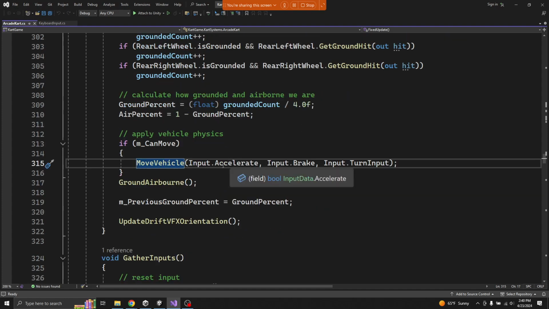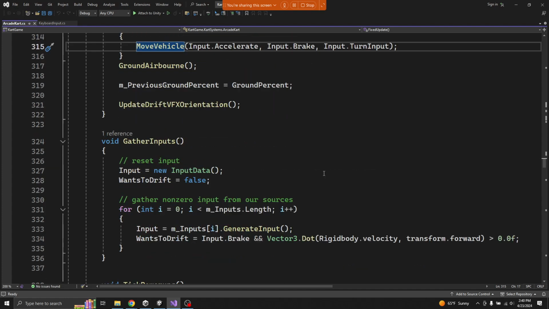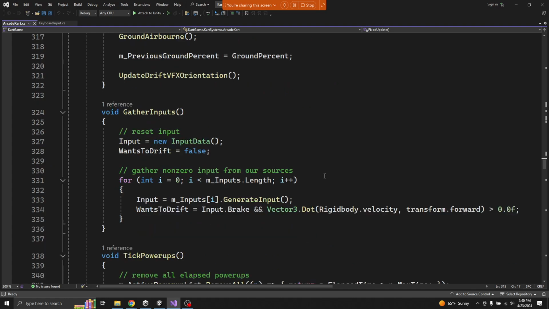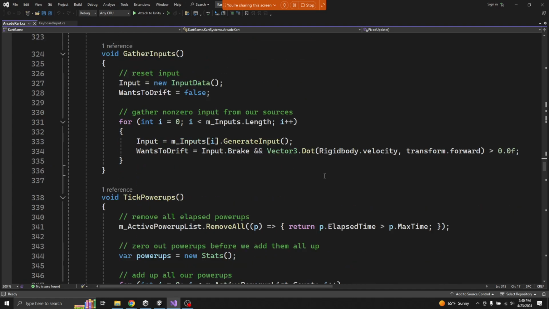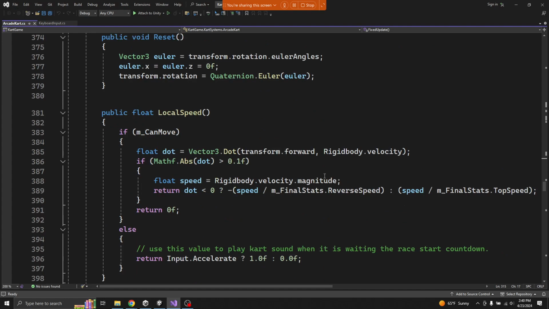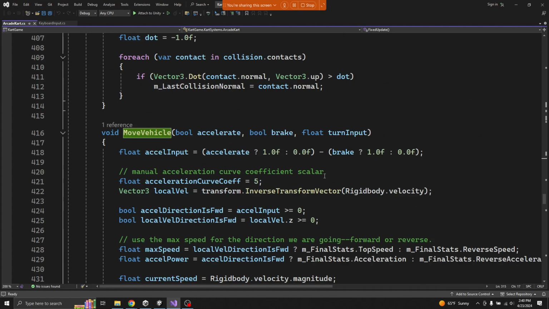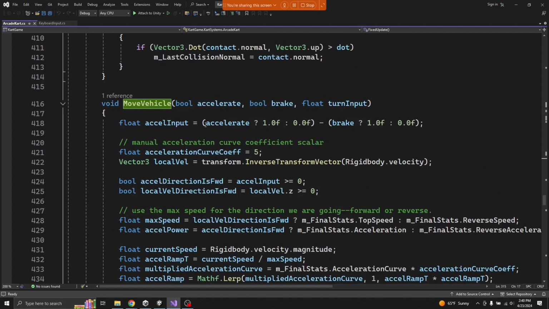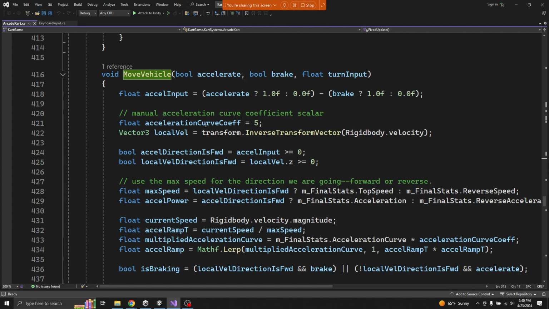And we're going to pass in from the user input if they're accelerating, if they're braking, or their turn input, which goes from -1 to 1. And so move vehicle. So it's down here. And this is kind of like the largest part of the script. And I kind of went through here.